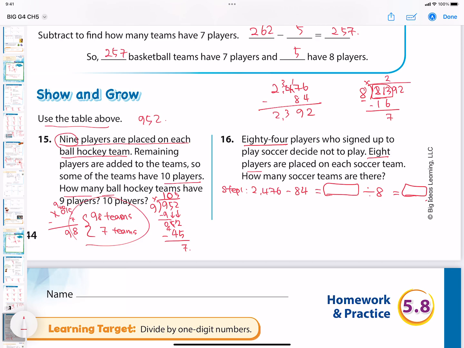Okay, and then you need to bring down this number 9. So now what number is closer to 79 but not greater than 79? We know 8 times 9 is 72. So when you take away, it's gonna be 7, and bring this down, 72. Oh, we just did it. So 8 times 9 is 72. Take away, nothing left. So how many soccer teams? 299 teams.